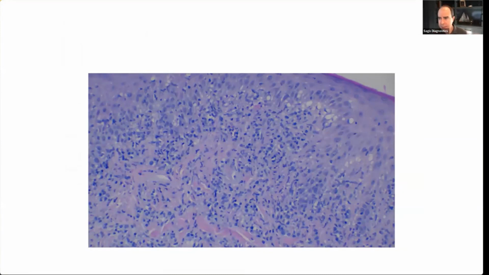So we can throw in our PAS stains. We can throw it for fungi. We can throw in our acid-fast for acid-fast bacilli. And we can polarize it for foreign material. And then the other thing is we can use specialized immunostains.